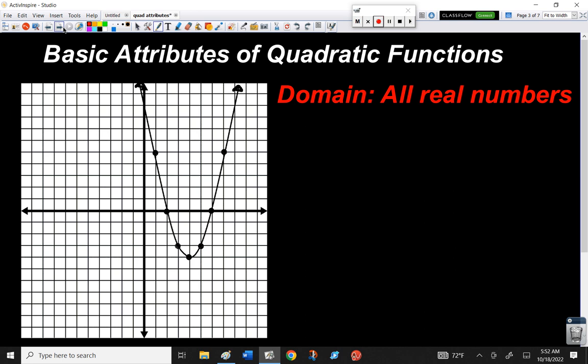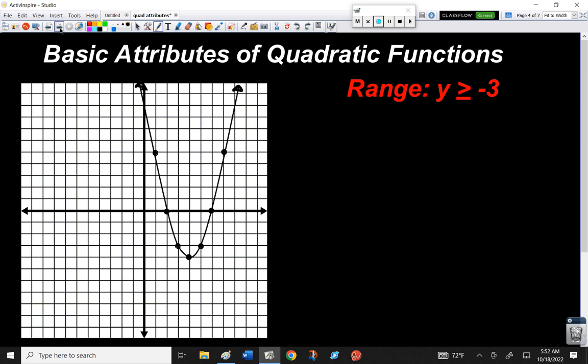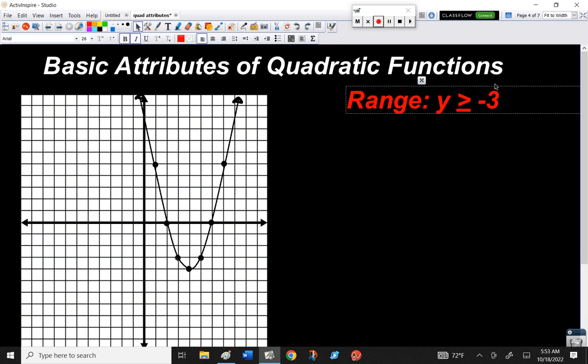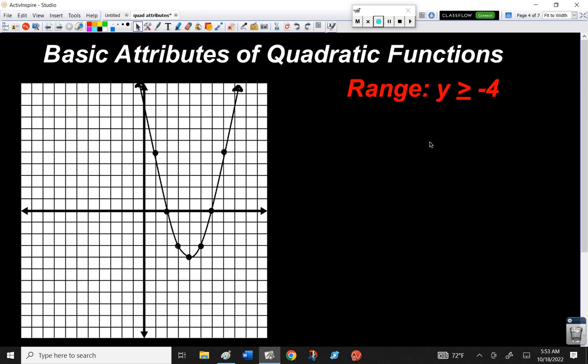And the range, ladies and gentlemen, is where the lowest part or the highest part, in this case, the lowest part of the graph is -3 for the y value. Oops, -4 for the y value. My apologies. It's -4 for the y value, sorry. And it goes greater than that. So y is going to be greater than or equal to -4. So it starts at -4 and goes up from there.